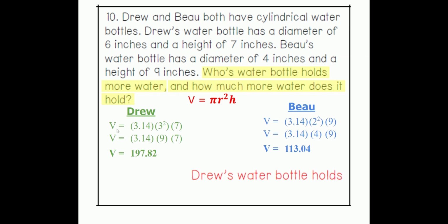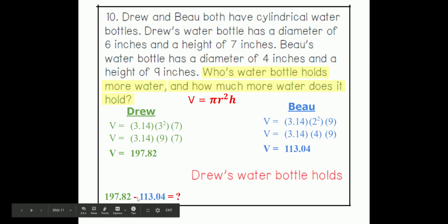How much more? Well, we need to compare these two volumes, and we do that by subtracting. So subtract 197.82 minus 113.04. We end up getting 84.78 inches cubed more. So that's how much more Drew's water bottle holds.